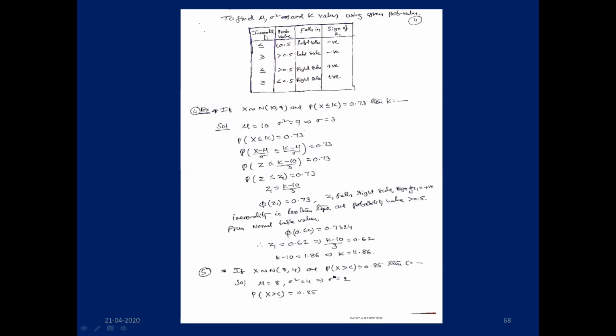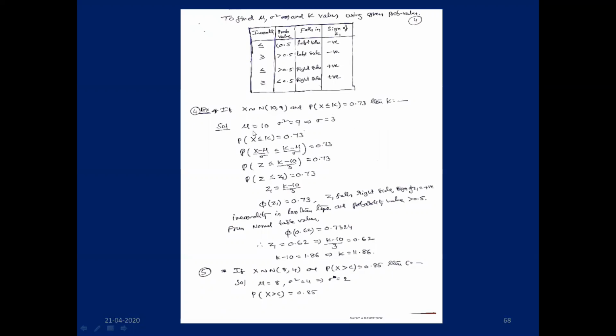So when probabilities are given, we have to find the mu, sigma square and k value. Here, x follows N of 10 comma 9, and probability of x less than or equal to k is equal to 0.73, then k is equal to what? This is a very important model. A probability value is given, so you have to consider the inequality. This inequality is of less than or equal type, and the probability value is more than 0.5.